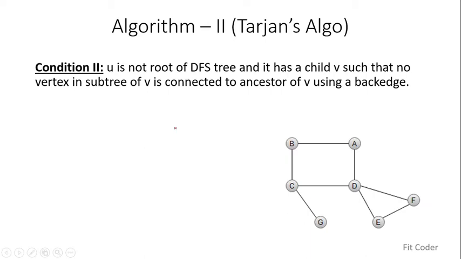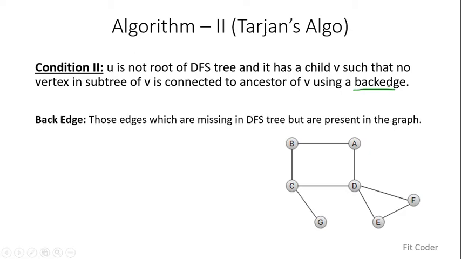Now the second condition is a bit tricky. The second condition says that U is not the root of the DFS tree and it has a child V such that no vertex in the subtree of V is connected to an ancestor of U using a back edge. Before we try to understand what the second condition means, we should know what we mean by a back edge. Back edges are those edges which are present in the graph but are missing in the DFS tree.